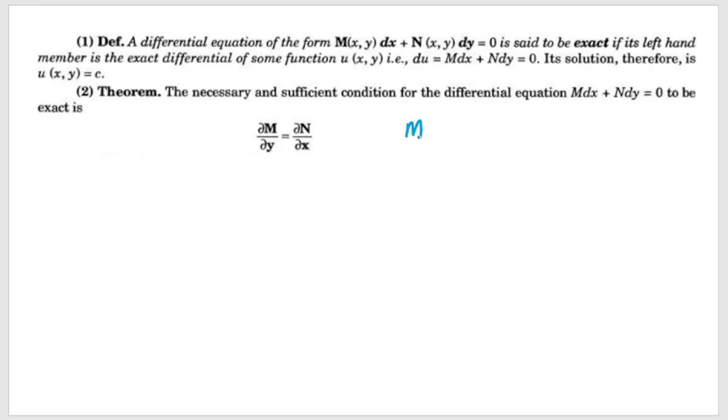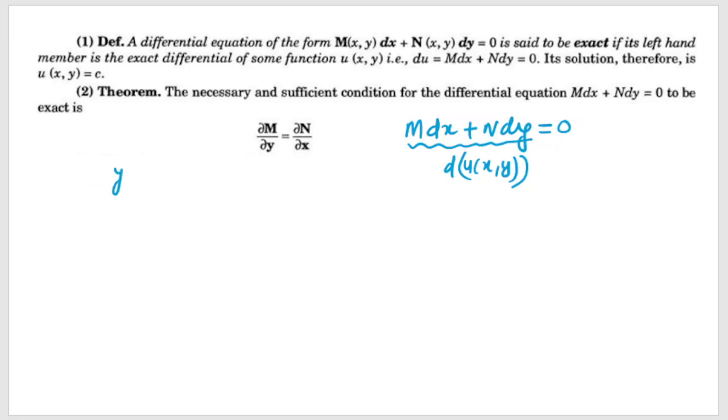A differential equation M dx plus N dy is equal to 0 is said to be exact if this expression is equal to the exact differential of some function. It means that this expression can be written as differential of some function of x and y. To understand this, let us take a very simple example.